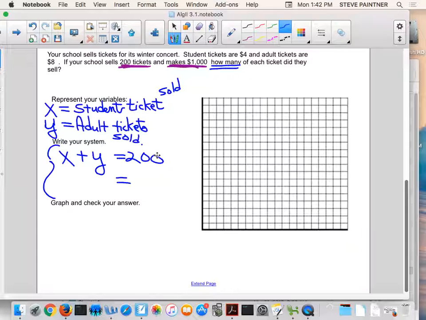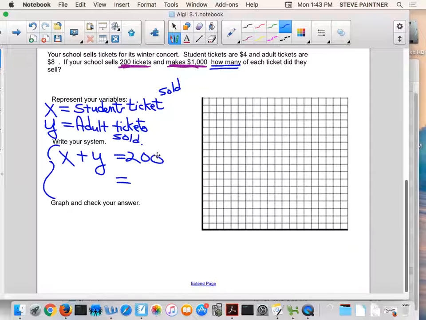There it is. In your mind, when you see x plus y, don't say x plus y, say this: the number of student tickets sold plus the number of adult tickets sold equals 200 total tickets. Does that make sense? Tickets plus tickets equals tickets.